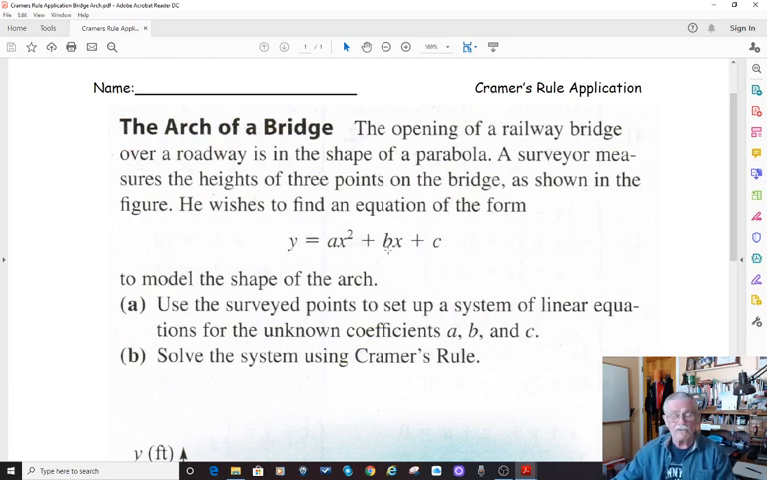You want to use this to model the shape of the arch, and I assume maybe a town or a village or a state parkway commission is perhaps paying him to determine what height markers should be on the bridge. So use the surveyed points to set up a system of linear equations for the unknown coefficients a, b, c, and solve the system using Cramer's rule.